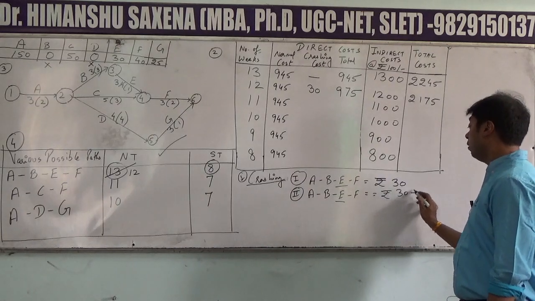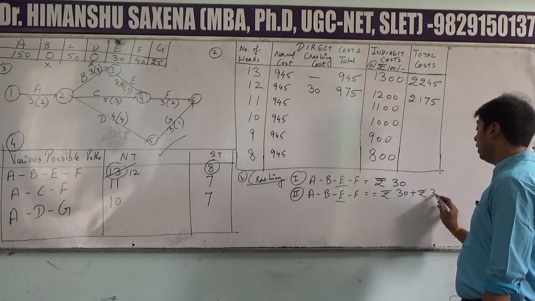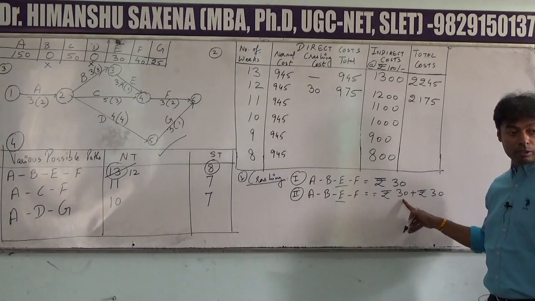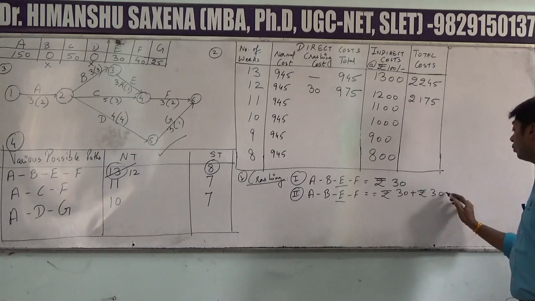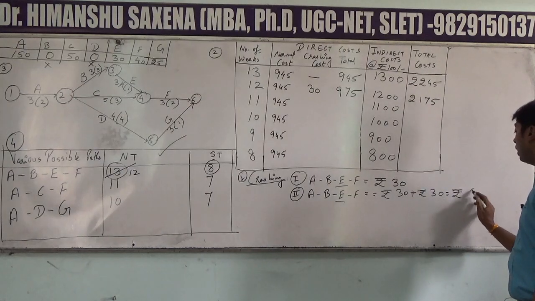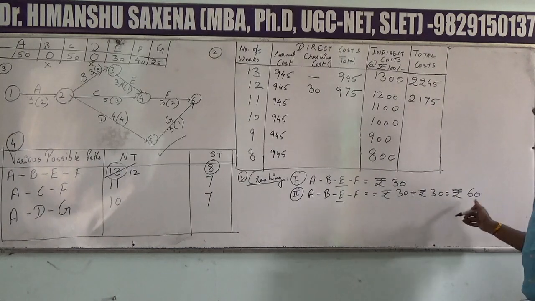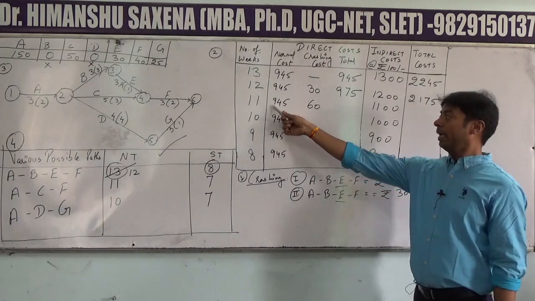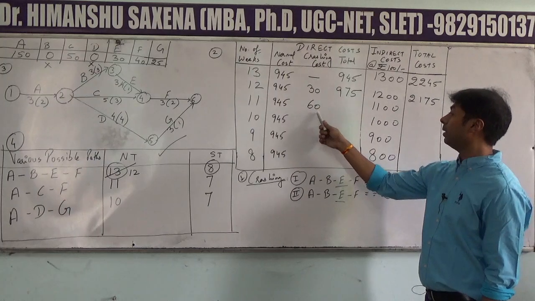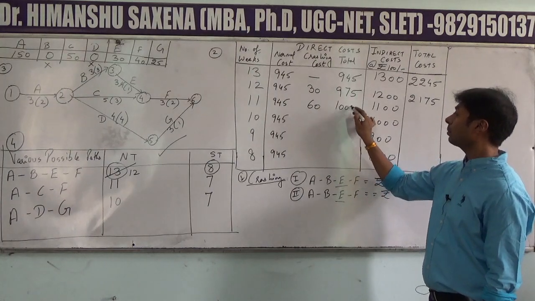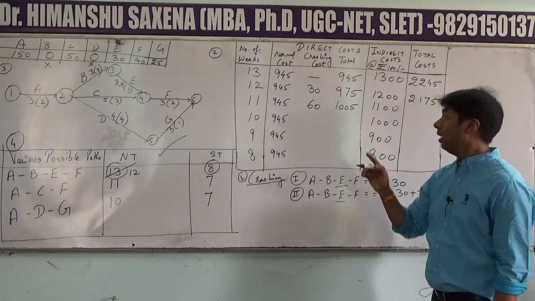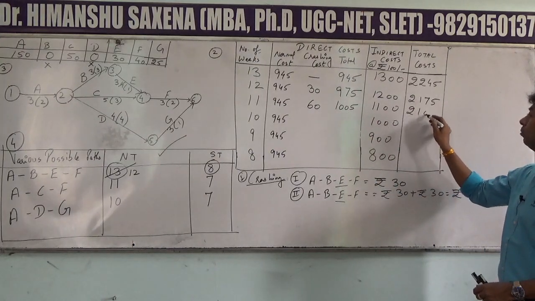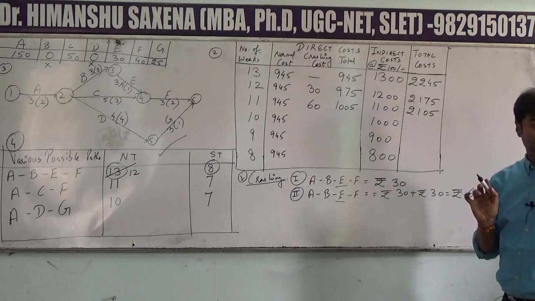And remember, it has to be done cumulative. The word cumulative means that the current cost will be added to the previous cost to give us the total cost. So the total cost will come out to be 60. Now 945 plus 60 will be equal to 1005, and 1005 plus 1100 will be equal to 2105.